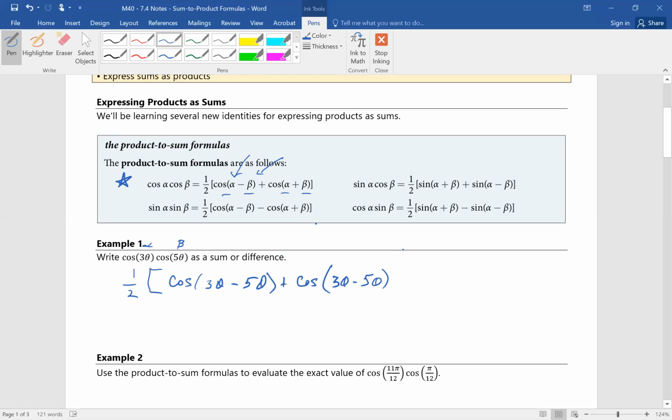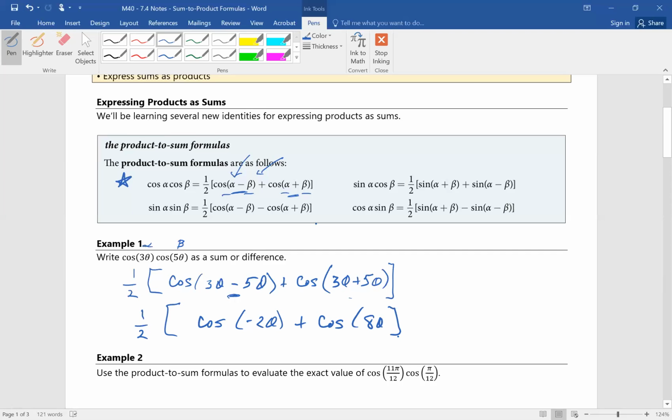I'm sorry, I put a minus and I shouldn't have. It's a plus. As long as you get the pluses or minuses down, which is kind of the big deal. Notice you have a minus here, our minus, and a plus here, so we have our plus. And when all said and done, we have 1/2 cosine of, I don't know, minus 2 theta plus cosine of 8 theta. And that's all we can do, believe it or not.